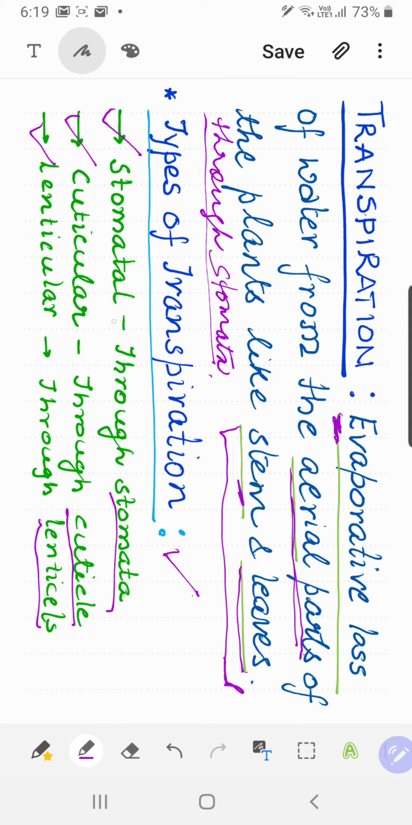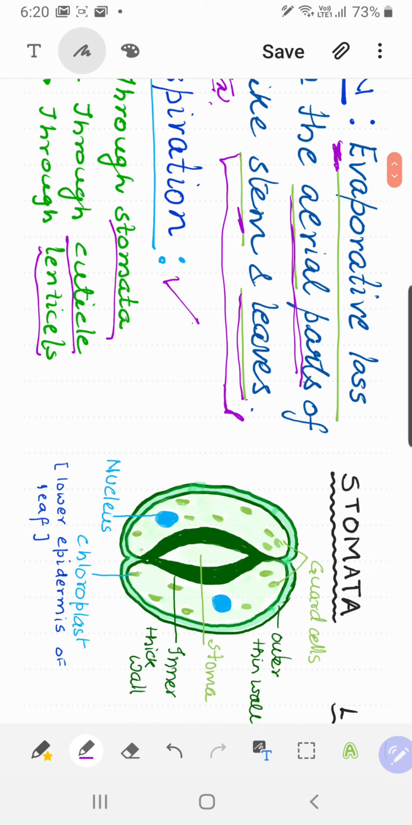So whenever you have to define these three, just understand that you have to mention the name of the structure through which transpiration is occurring. I hope that I have made myself clear here. Just to be clearer with respect to stomata, cuticle and lenticels, because though these words might be familiar, I will proceed slightly further to tell you the location and the proper structure, how they appear.